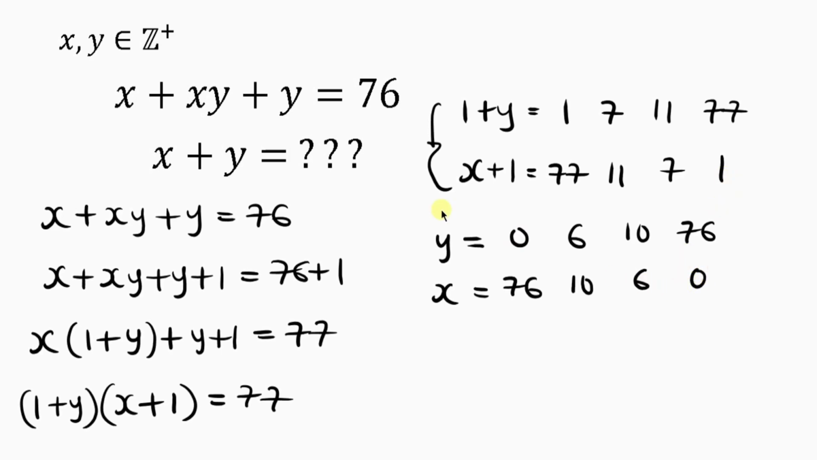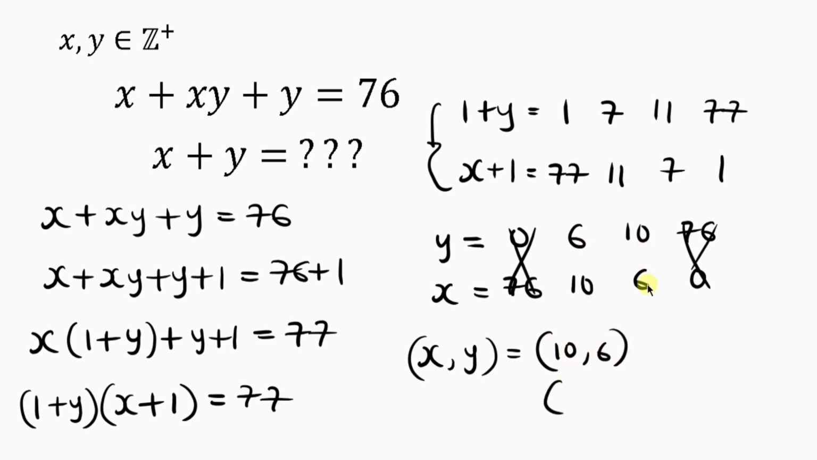Now, remember, we are only interested in positive integers. So since we're interested in positive integers, this one will cancel out. This and this will cancel out. So we are only left with this. So the value of x, y is equal to x is 10 here and y is 6. Or we can actually write x is 6 here in this other one and y is 10.